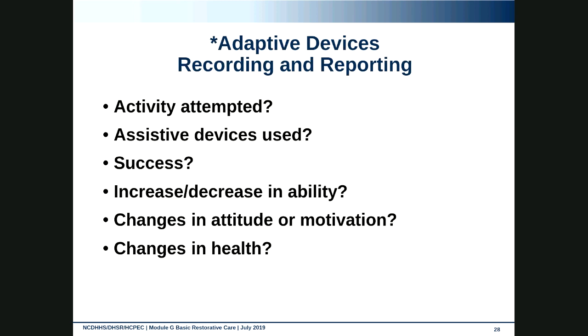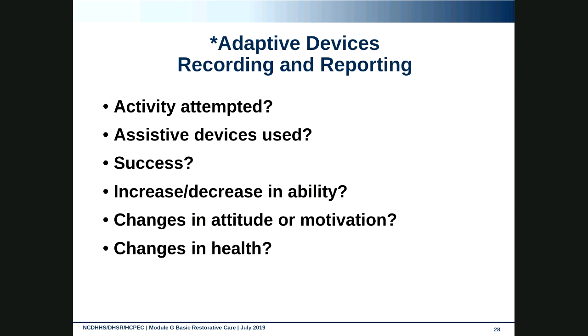And of course, when you have somebody using adaptive devices, regardless of what it is, whether prosthetic, orthotic, supportive or assistive, you are going to want to make sure that you record and report everything that happened. So what was the activity that was attempted? What devices were used? How did the resident use them? Were they successful or not successful? Did they have an increase or decrease in their success in using these devices?